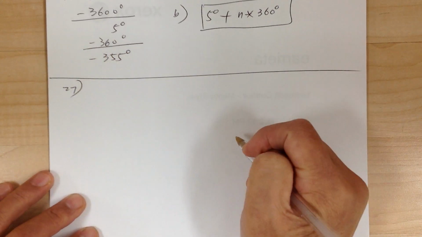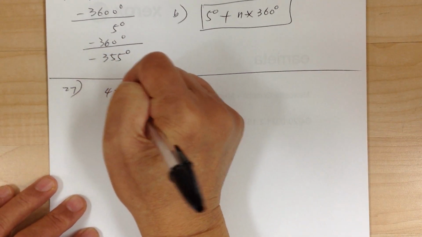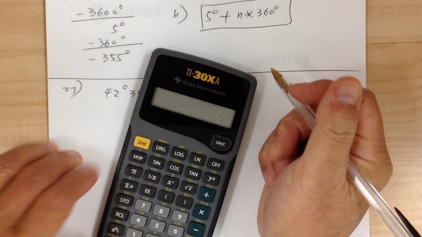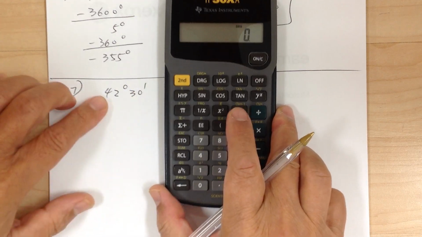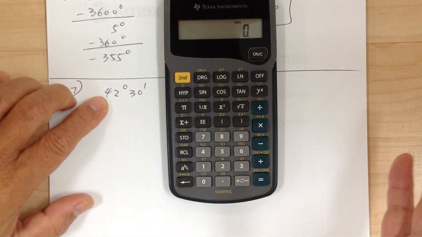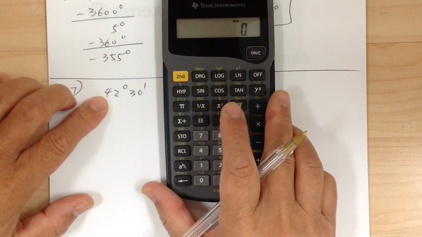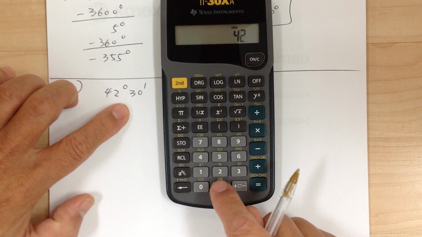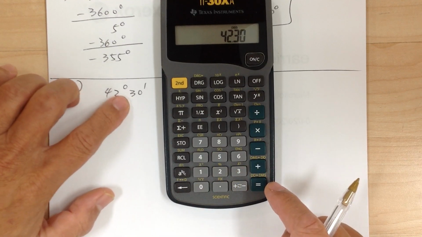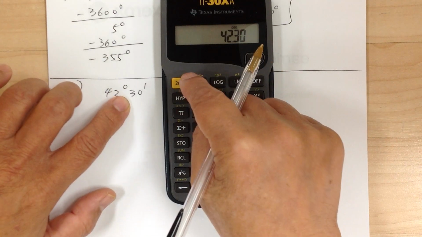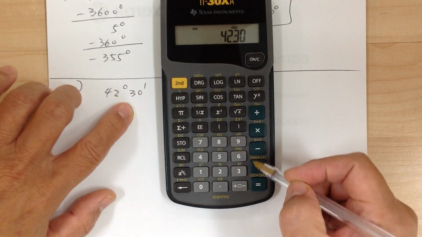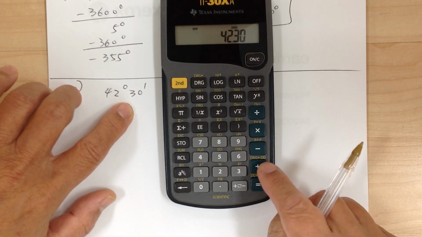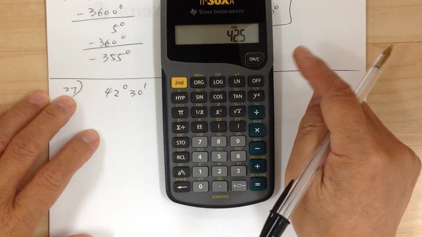Okay, number 27. You have 42 degrees 30 minutes. Okay, in order to convert to the nearest tenth of a degree, it's easy if you use a calculator. Now to enter on your calculator, it depends on the calculator. Different calculators enter differently, so make sure you know how to enter. Now for this calculator, I have to enter 42.30. Then I have to convert into decimal degrees first. So second, and over here, DMS stands for degrees minutes seconds, DD means decimal degrees, so I go second, and this will give me 42.5 degrees.